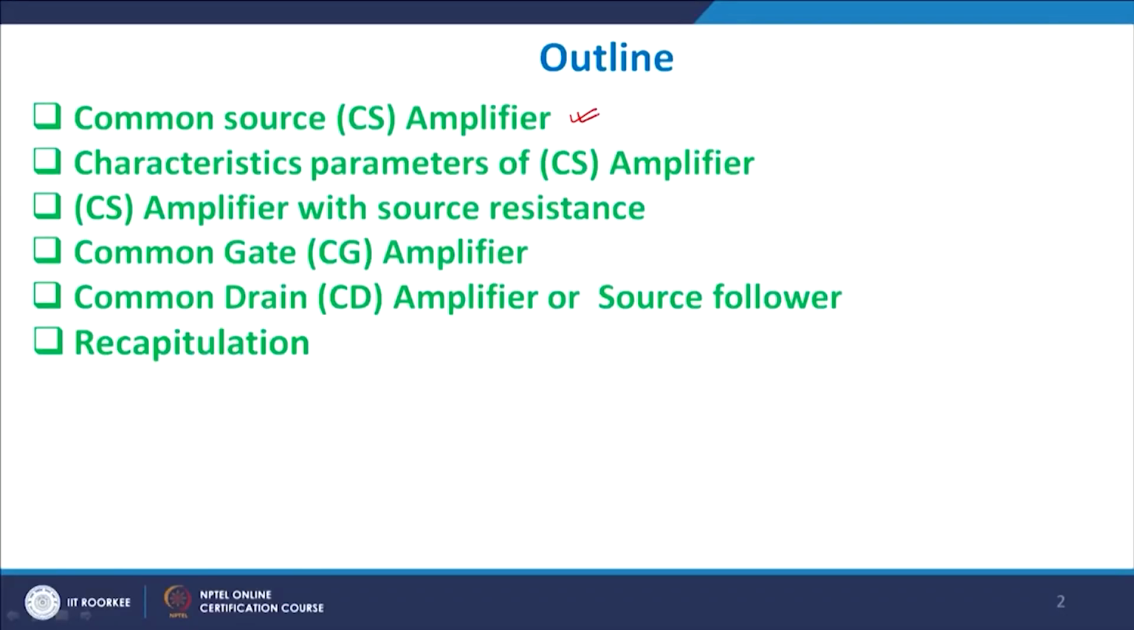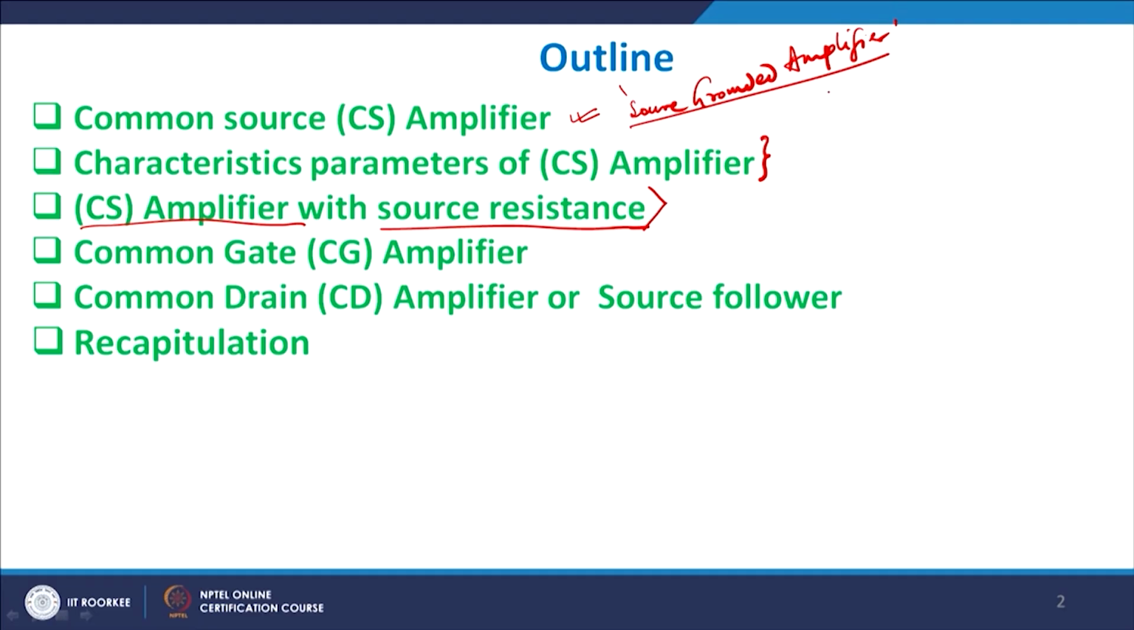So, let us see the first. What will be the outline of my talk? The first thing which we will be studying is basically my common source amplifier, which is also known as source grounded. This is the most commonly used amplifier design across the world, for reasons we will discuss later on. We will see the various characteristics of this amplifier, which means that we will be looking into the various output characteristics of this amplifier. We have seen in our previous discussion, if we apply a source resistance, how does my CS amplifier change, or how do its output characteristics change?